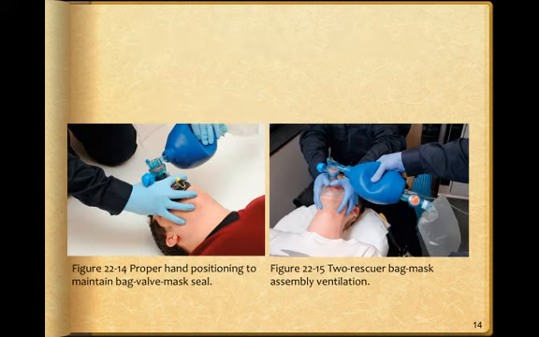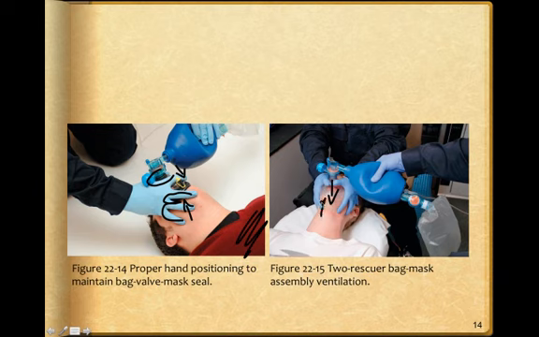So this is the CE method, shown here in figure 22-14, pulling the lower jaw up into the mask and then providing pressure and a downward motion and ventilating, looking for equal rise and fall of the chest. And this is the two-rescuer version of that, where one person just ensures that you have a mask seal, pulling the chin up into the mask, and then the other person ventilating.